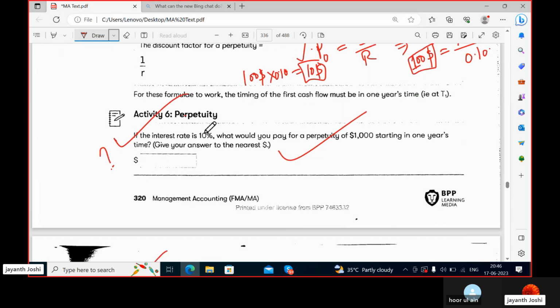Let's do this. If the interest rate is 10%, what would you pay for a perpetuity of $1,000? $1,000 is the amount they want to pay. So at the rate of 10%, you tell me the answer here. So $1,000 divided by 0.10, $10,000 is the answer. So you invested this much and you'll get this much every year at the rate of 10%. Okay, we'll have a look through this. Sixth question.